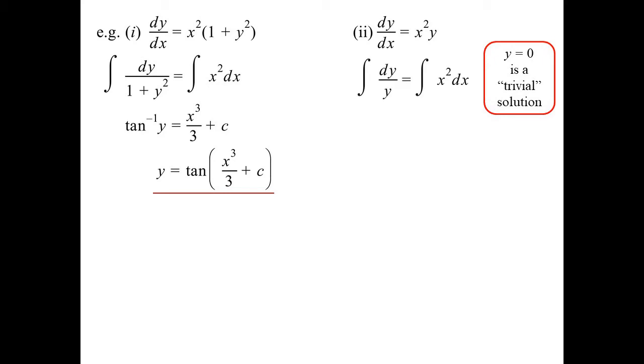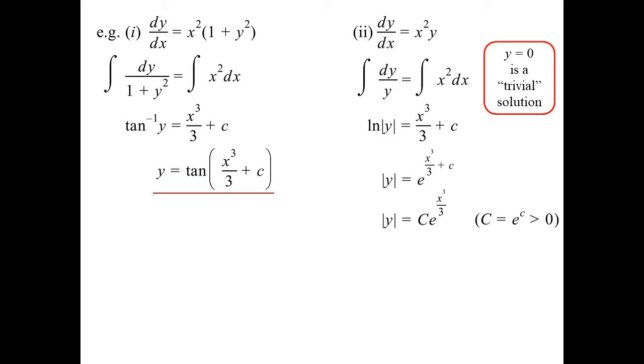So dy on y, integral of x squared dx. So ln y equals x cubed on 3. So we end up with the absolute value of y is equal to e to the power of x cubed on 3 plus c. Now, that constant is a positive number, because e to the power of c, well, that exponential would always produce a positive number.